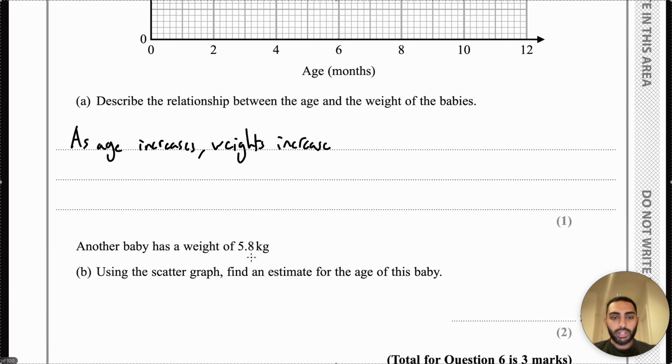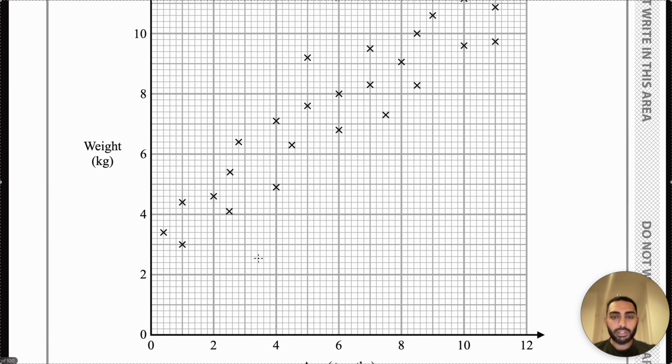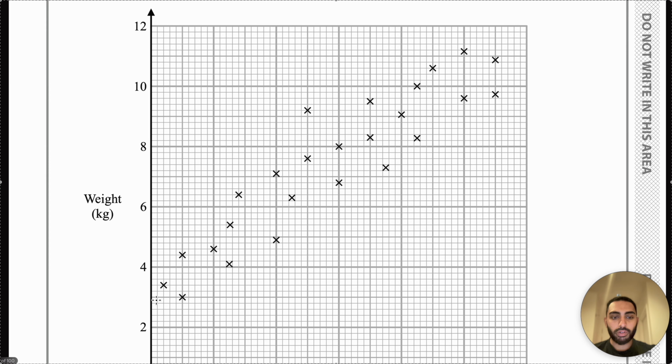Another baby has a weight of 5.8 kilos. Using the scatter graph, find an estimate for the age of this baby. First thing that we're going to have to do is draw a line of best fit. So we're going to draw a line from here through the middle of all of the points. So it should look something like this. I think that would be appropriate. We're going to use this for our question.